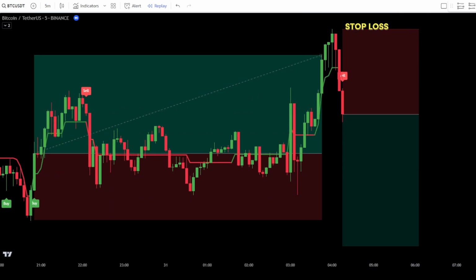Set the stop loss at the last swing high. Use a take-profit target with a risk-to-reward ratio of 1 to 1.5.